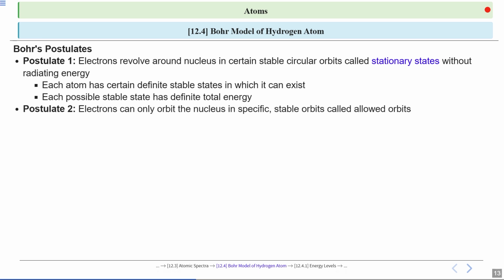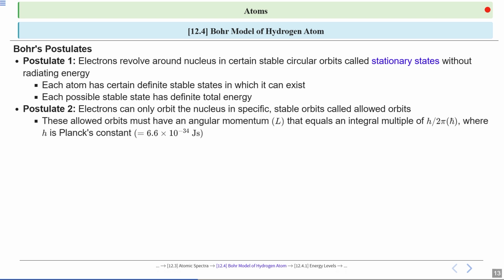Now let's move to Bohr's postulate 2. This postulate says that an electron can only orbit the nucleus in certain allowed orbits. These are the stable orbits we just talked about. For an orbit to be allowed, the electron's angular momentum must be an exact multiple of a basic unit, which is Planck's constant divided by 2 pi, or we can write it as h bar. Planck's constant h has a value of about 6.6 times 10 to the power minus 34 joule seconds. This means only certain orbits are possible depending on the value of n, which is a whole number.